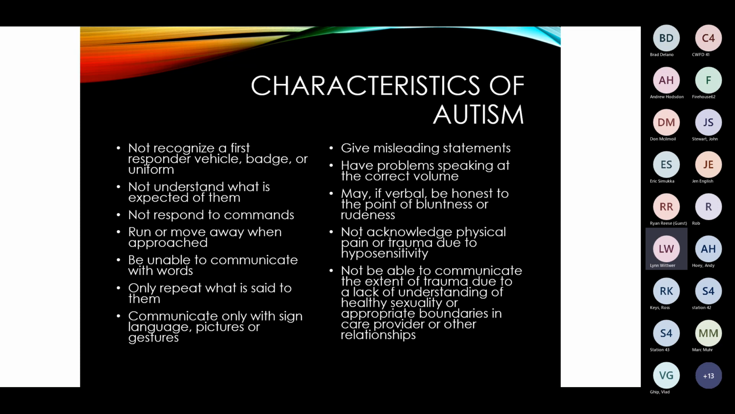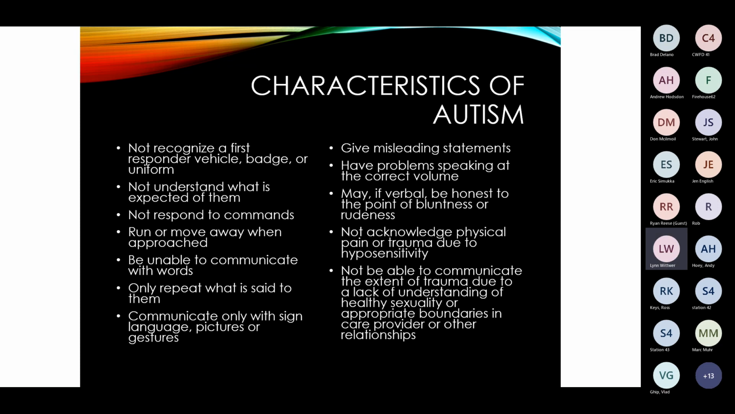They may not understand what's expected. They won't respond to commands. They'll run or move away when approached. They'll be unable to communicate with words sometimes, or repeat only what is said to them, or communicate only with sign language, pictures, or gestures. You have to ask the parents or the caregiver how they usually do communicate. They may give misleading statements.